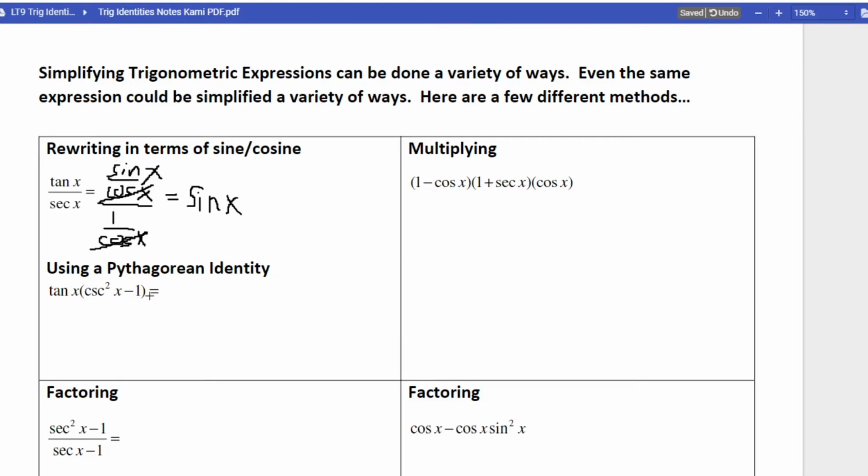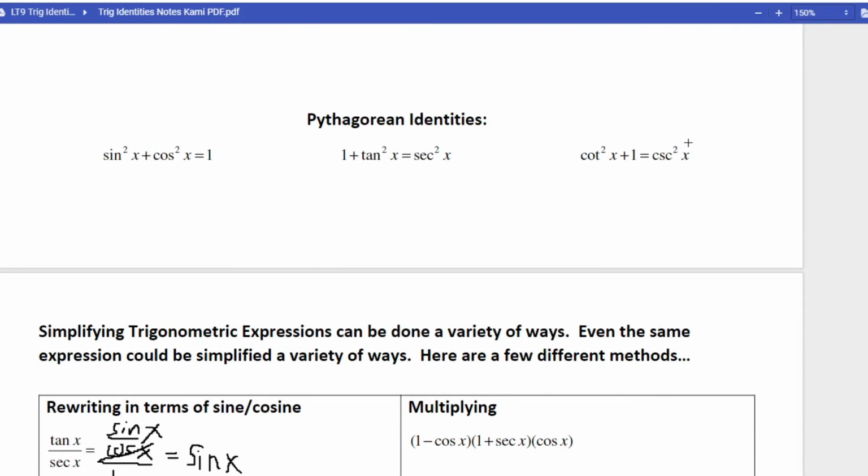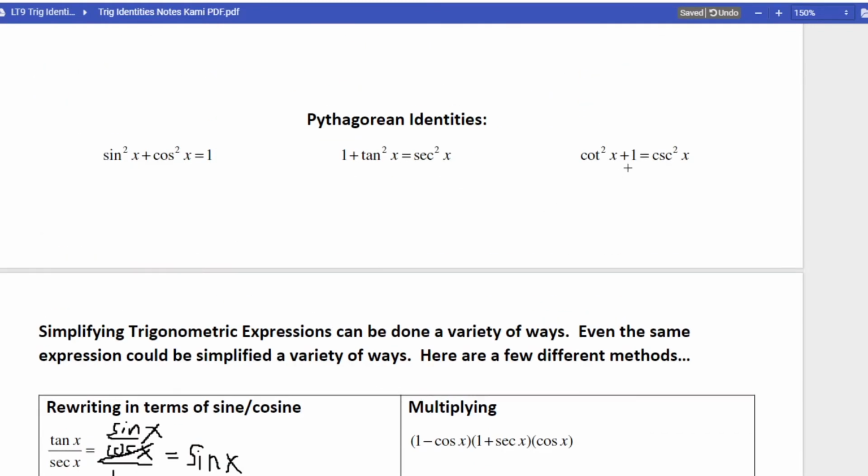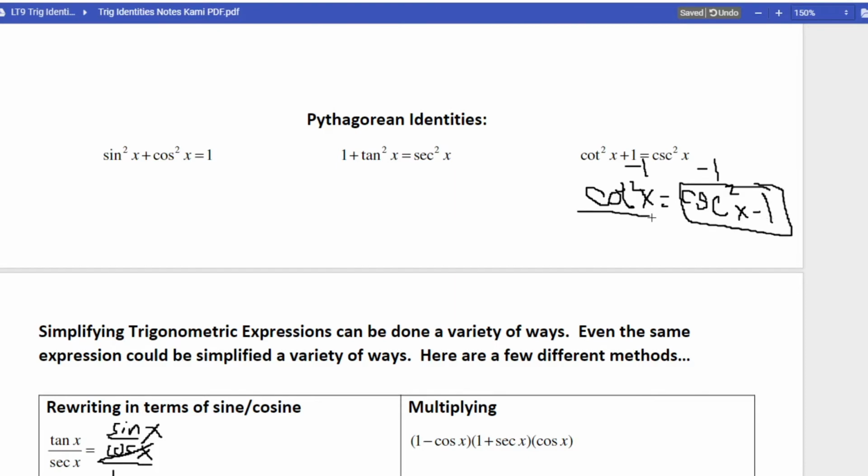Using the Pythagorean identity, we can manipulate this as well. So cosecant squared of x minus 1. Now if we go back up here, we see cosecant squared of x. Now this expression doesn't really appear here, but what we can do is subtract 1 from both sides over here, and we get that cotangent squared of x equals cosecant squared of x minus 1. And that's by subtracting 1 from both sides of the equation. So we see here that cosecant squared of x minus 1 equals cotangent squared of x.